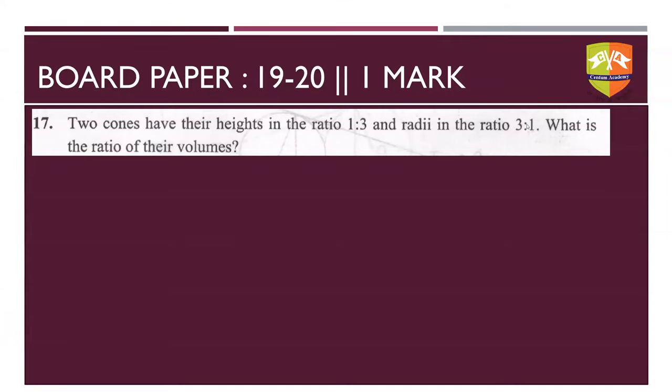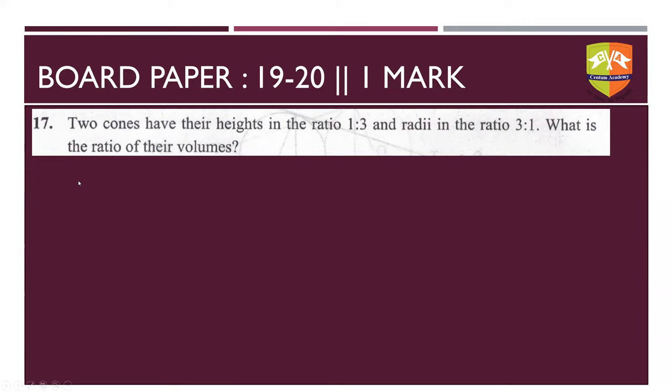Two cones have their heights in the ratio 1:3 and radii in the ratio 3:1. What is the ratio of their volumes? It's a 1 mark question, from the 2020 previous year board paper. Everyone is getting 3:1.